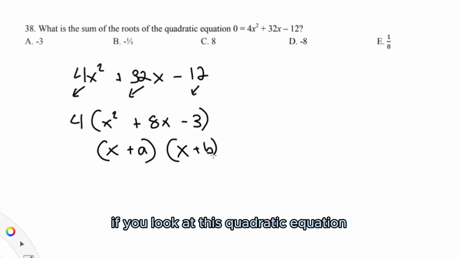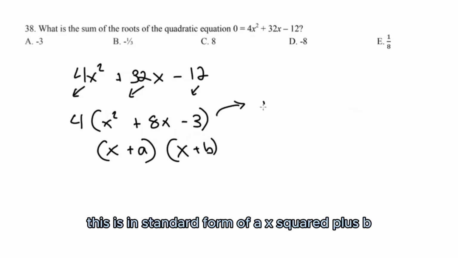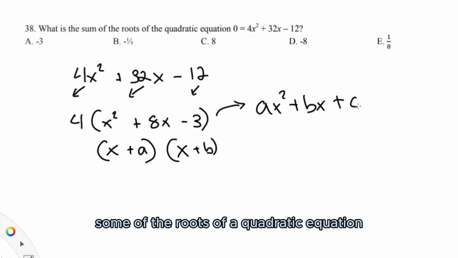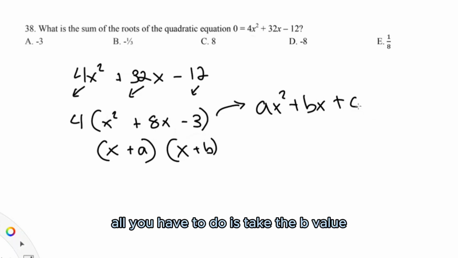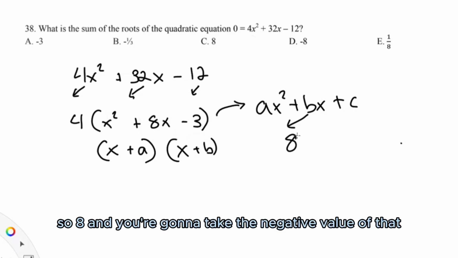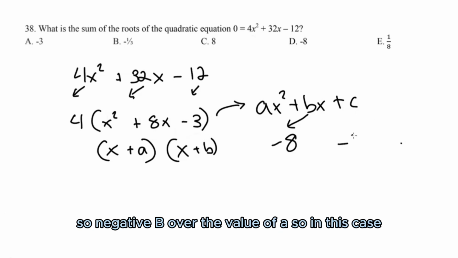See, if you look at this quadratic equation, this is in standard form of ax squared plus bx plus c. Whenever you want to find the sum of the roots of a quadratic equation, all you have to do is take the b value, in this case the coefficient, which is 8. You could also take 32, but we can do 8 for now. And you're going to take the negative value of that. So negative b over the value of a.